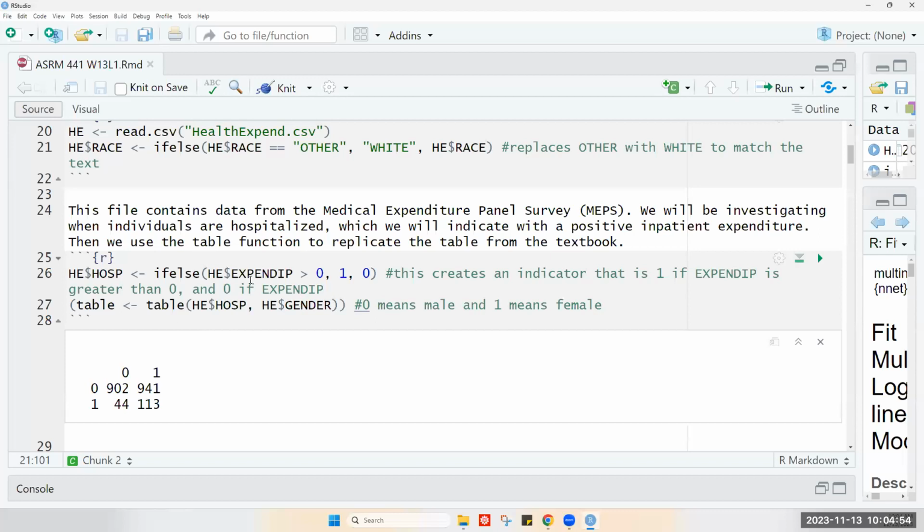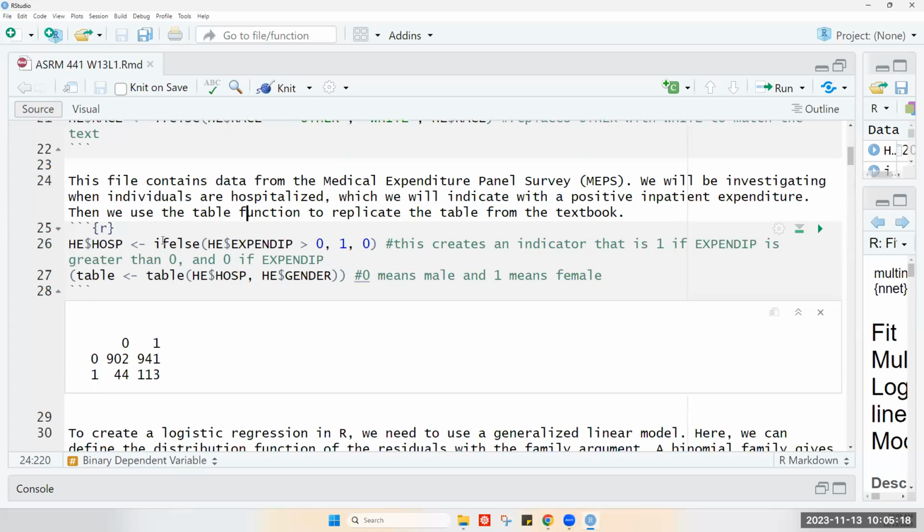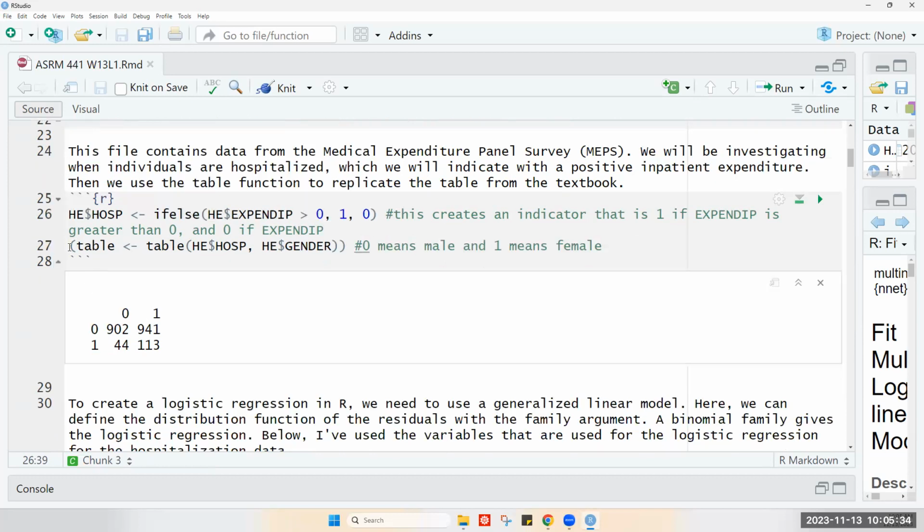So if there is positive expenditure for an inpatient visit, that means someone went to the hospital and they stayed there overnight, and that there's a positive expenditure, so it's not so that there's actually a visit. So I once again set up an if-then-else statement, saying if there is positive inpatient expenditure, then the indicator is going to be 1, meaning they are hospitalized, and 0 otherwise. And then I replicate the table that's given in the textbook using the table function.